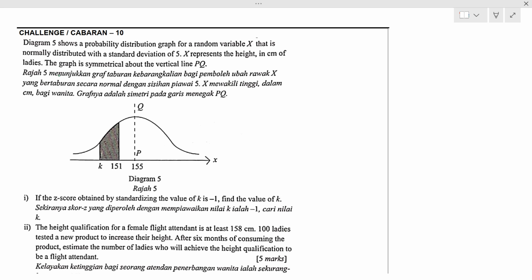Okay, now diagram 5 shows the distribution graph that is normally distributed with the standard deviation of 5, and we know the mean is 55.